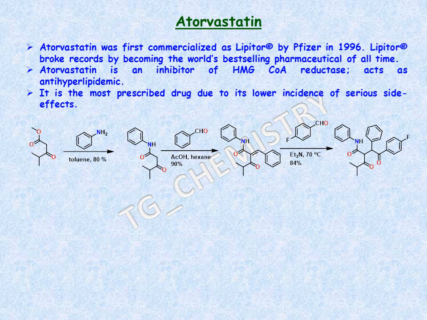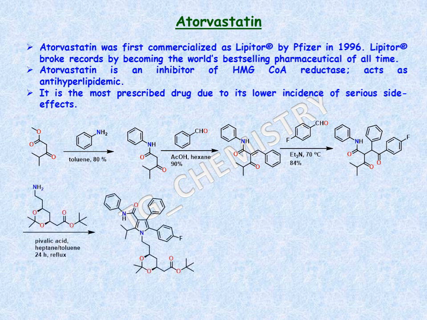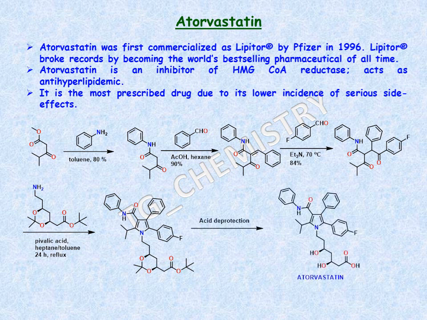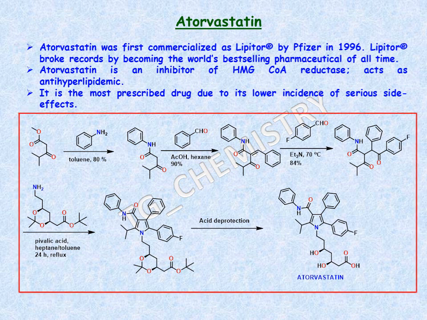Now this 1,4-dicarbonyl derivative that we obtained right now, on further reaction with the diol protected amino ester, which you can see above the arrow, in presence of pivalic acid, generated the pyrrole ring structure upon cyclization. And finally, the acidic deprotection of this pyrrole structure gives atorvastatin as the final target drug molecule.